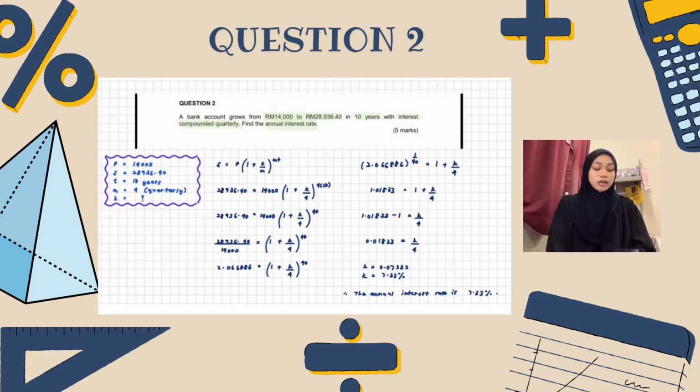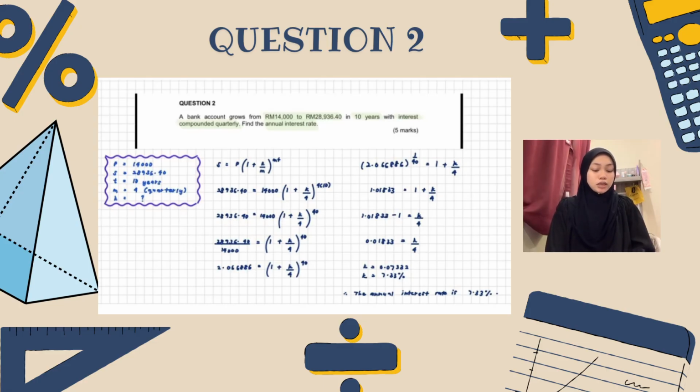Substitute all the values into the formula. RM38,936.47 equals 14,000(1 + k/4)^40. Then divide both sides by 14,000. So 38,936.47 over 14,000 equals (1 + k/4)^40. After we divide both sides, we get 2.066886 equals (1 + k/4)^40. Then take the 40th root on both sides. So 2.066886^(1/40) equals 1 + k/4, and it makes 1.01833 equals 1 + k/4.